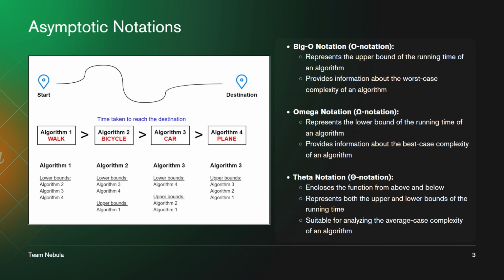Next we have omega notation. It represents the lower bound of the running time of an algorithm, which means it provides us with the best case complexity of an algorithm. At last we have theta notation. This notation encloses the function from above and below, and it represents both the upper and lower bounds of the running time, making it suitable for analyzing the average case complexity of an algorithm. Let's take a closer look at each of these asymptotic notations and understand their significance.